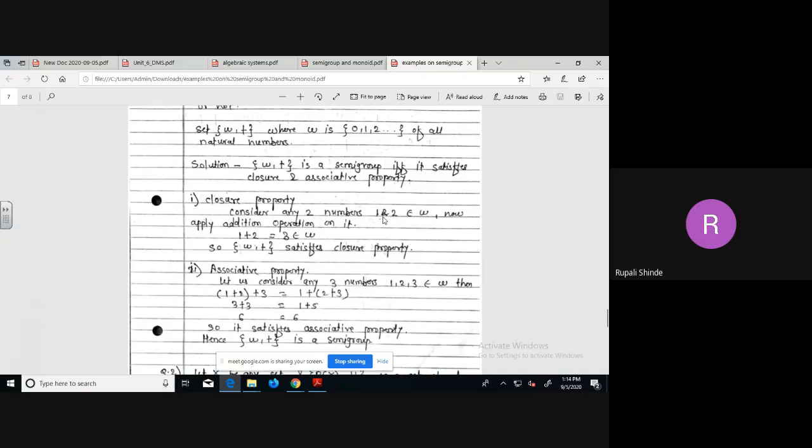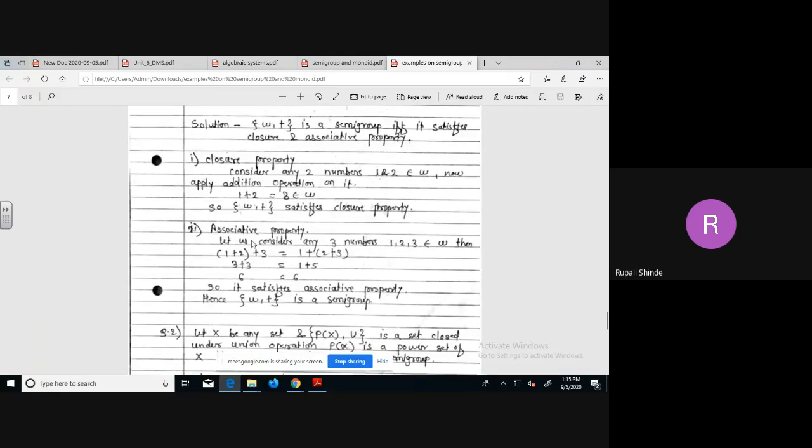Suppose I have chosen 1 and 2, because these two elements belong to W. Now apply the said operation, which here is the addition operation. Applying addition on these two elements, 1 plus 2 equals 3. Now check whether 3 belongs to the set of natural numbers. Yes, 3 belongs to W. That's why we can say that this given set satisfies the closure property.